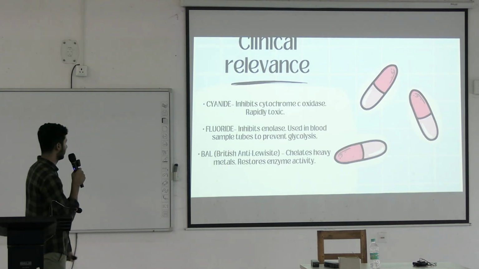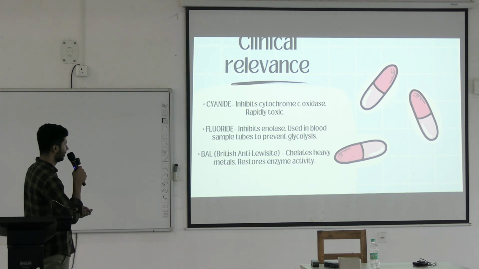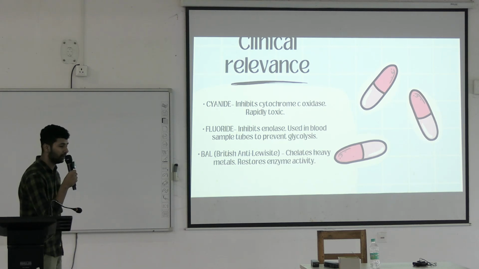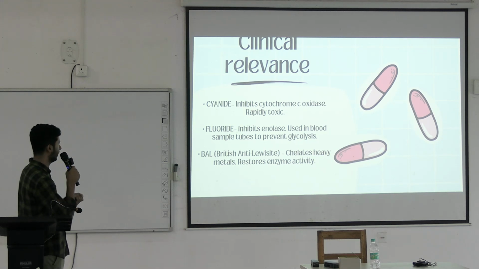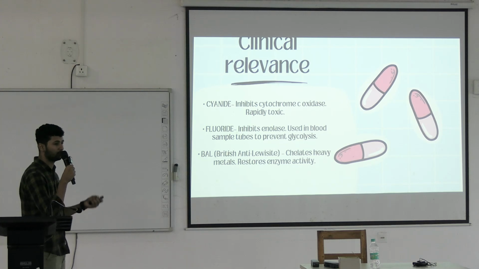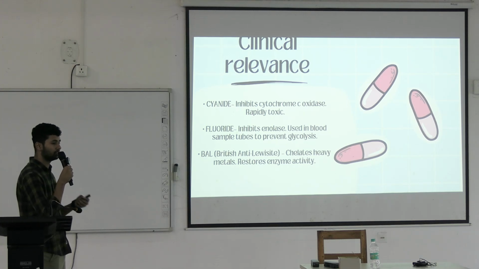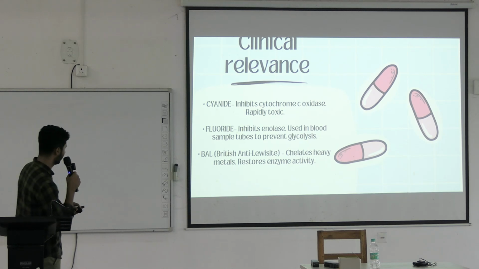Clinical relevance. Cyanides. Cyanides inhibit cytochrome C oxidase in the ETC. Fluorides inhibit enolase, and we use it in plasma glucose estimation of blood, because by inhibiting enolase, it inhibits the glycolysis process, so the blood glucose level stays constant. Otherwise, it would decrease by around 5 to 10 mg per dl per hour.